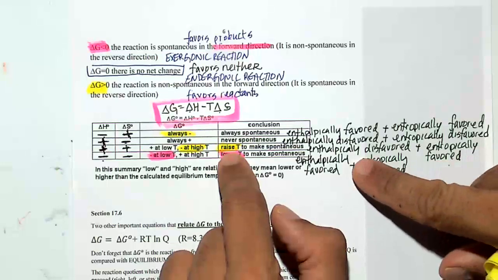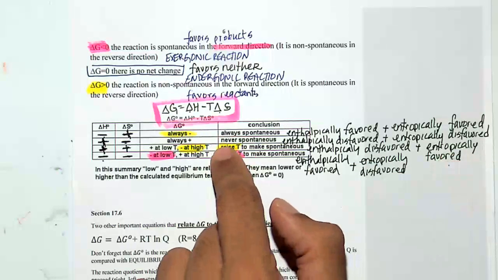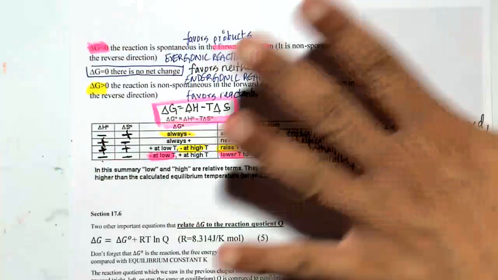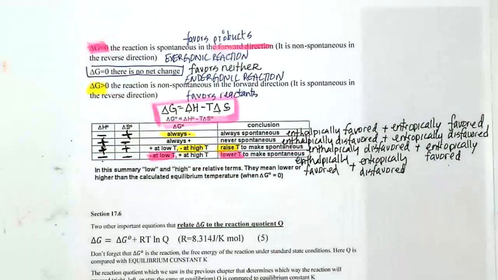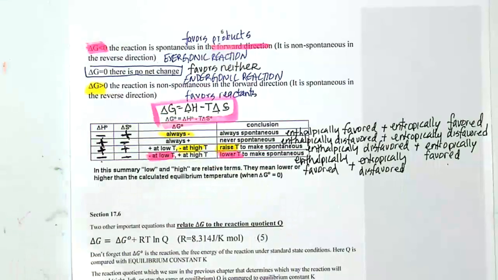In a reaction that's enthalpically disfavored but entropically favored, you're going to raise the temperature. Okay, so this is all thermodynamics. This is really hardcore thermodynamics. All right, so energetics. Ultimately, if you want to go to products, you want your delta G to be negative. Okay, exergonic.